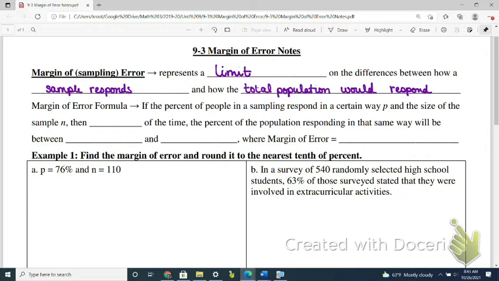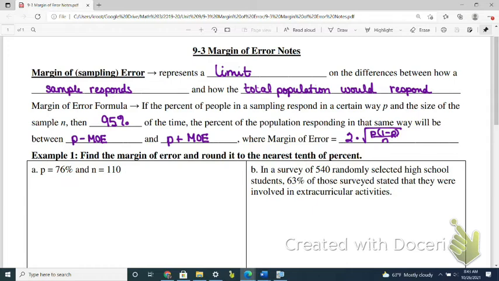So the margin of error formula is: if a percent of people in a sample respond in a certain way, P, and the size of the sample is N, then 95% of the time the percent of the population responding in the same way will be P minus your margin of error, and we'll simplify that with just MOE, and P plus your margin of error, where the margin of error equals, so here's your formula, 2 times the square root of P times 1 minus P all over N.